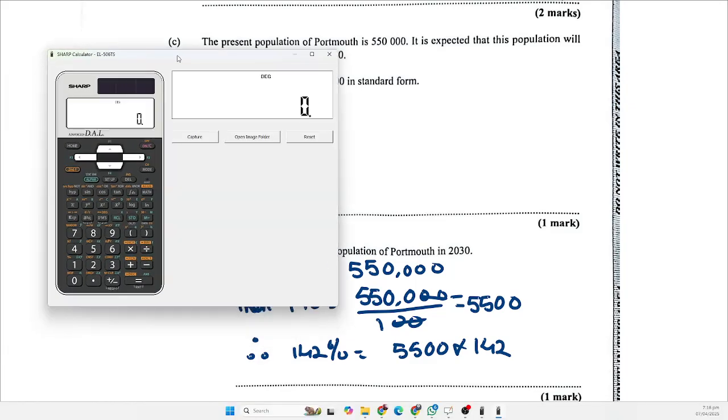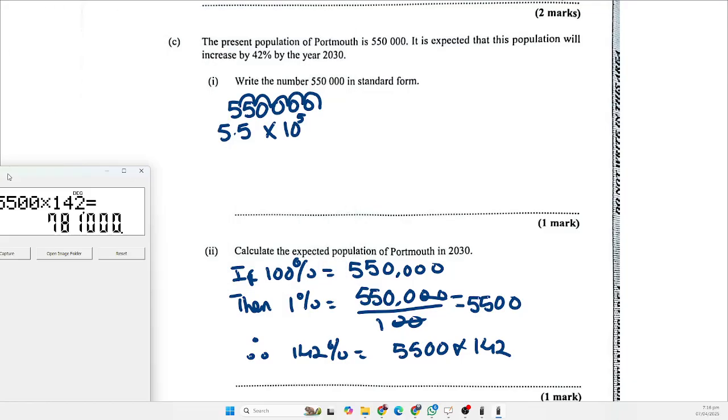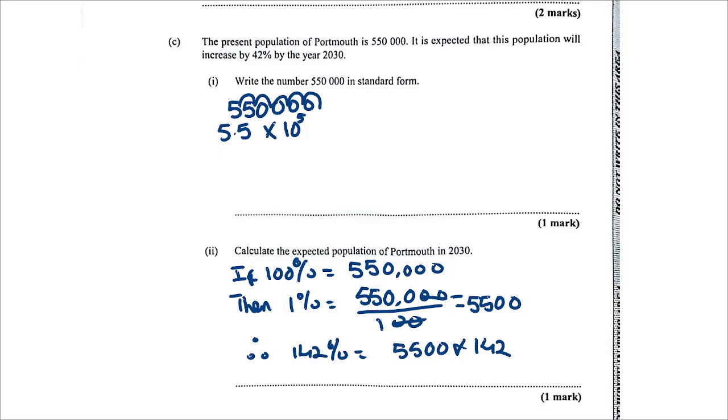Or you could have found out for 42 and then add that value to 550,000. 5500 multiplied by 142 is equal to, that is your population, 781,000. 781,000. Right, and that is how you would have done this question.